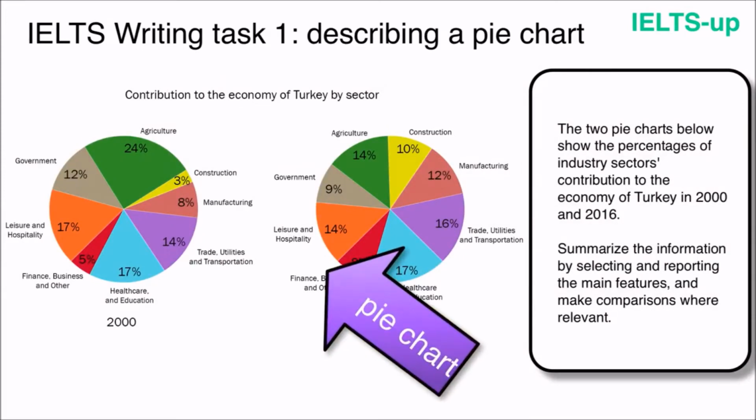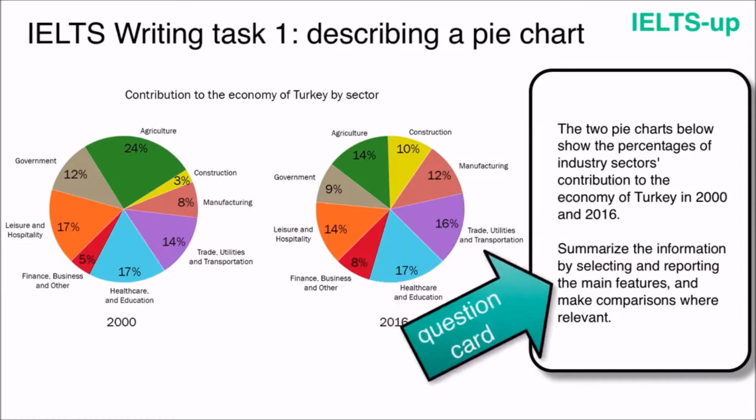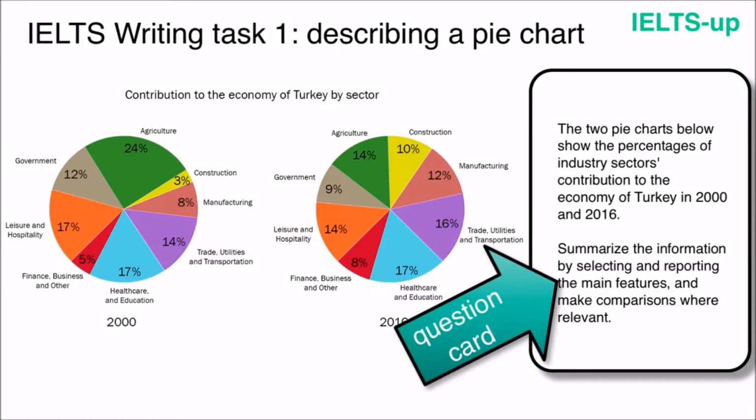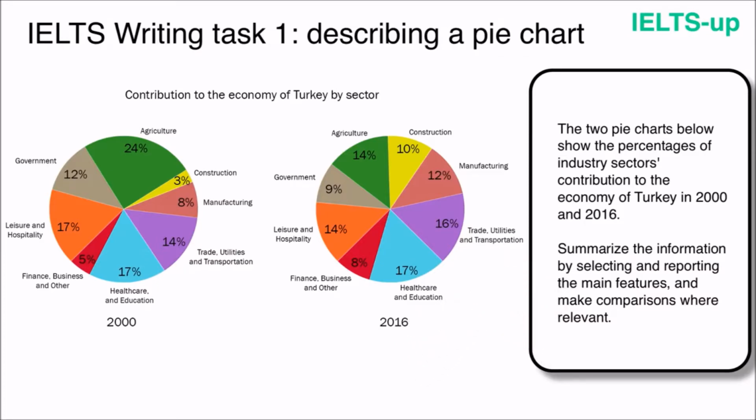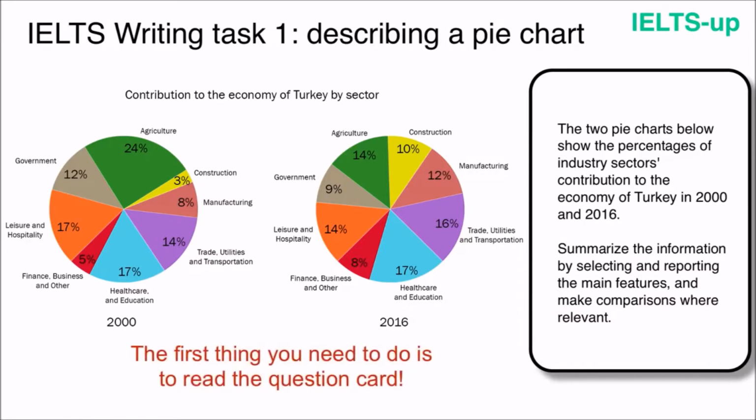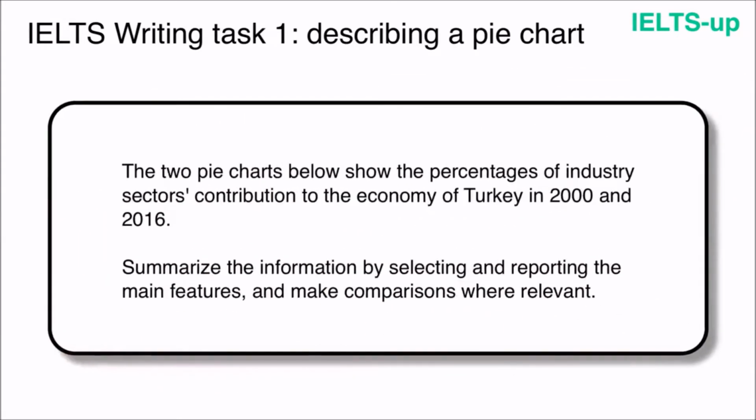You have a pie chart to describe, and you have a question card with some important information about your chart. The first thing you need to do is to read the question card. Let's do it together. The two charts below show the percentages of industry sectors' contribution to the economy of Turkey in 2000 and 2016. Summarize the information by selecting and reporting the main features and make comparisons where relevant.